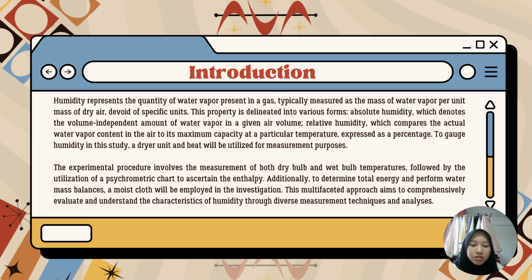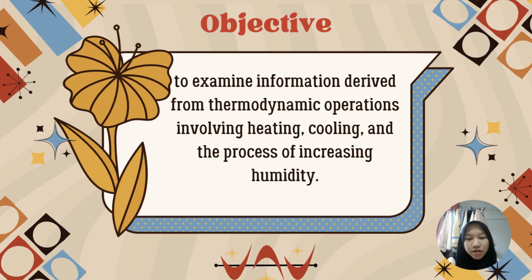The experimental procedure involves the measurement of both dry bulb and wet bulb temperature, followed by the utilization of a psychrometric chart to ascertain the enthalpy. Additionally, to determine total energy and perform water mass balance, a Morse code will be employed in the investigation. This multifaceted approach aims to comprehensively evaluate and understand the characteristics of humidity through diverse measurement techniques and analysis. Our experiment focused on examining information derived from the thermodynamic operations involving heating, cooling, and the process of increasing humidity.